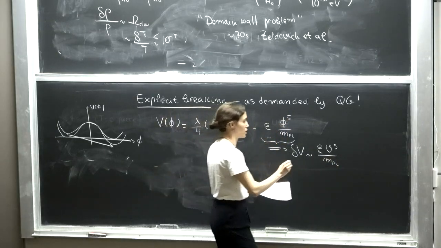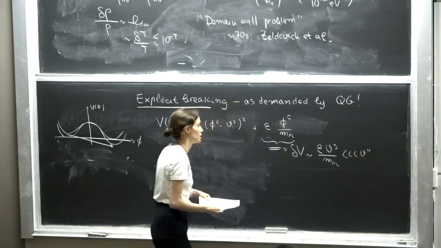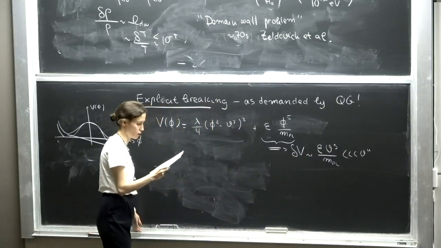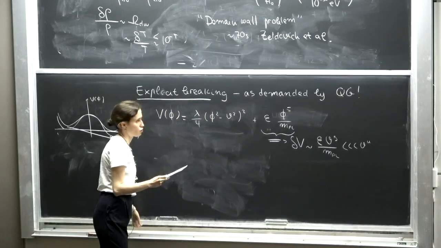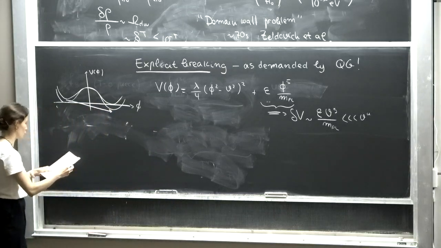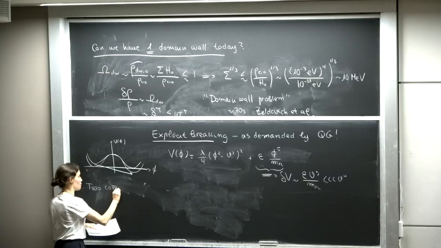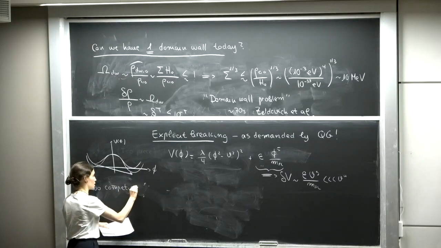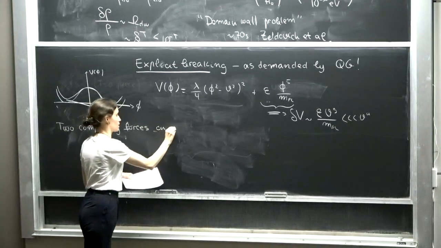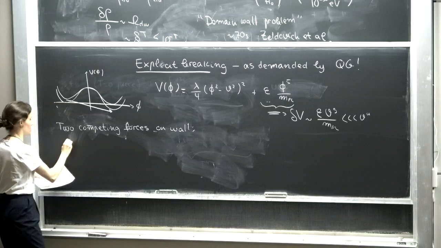Okay, which is much smaller than the overall scale of the potential v to the 4, provided v is not very close to M Planck and that epsilon is not large. So the way these kind of domain wall networks get destroyed is because there are basically two competing forces now acting on the wall, okay?